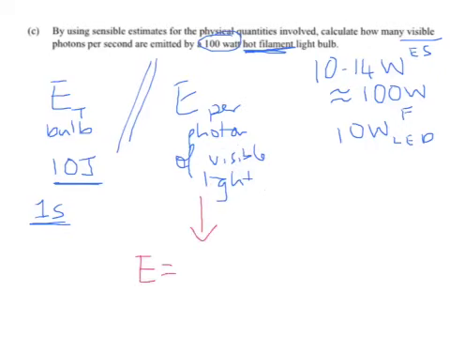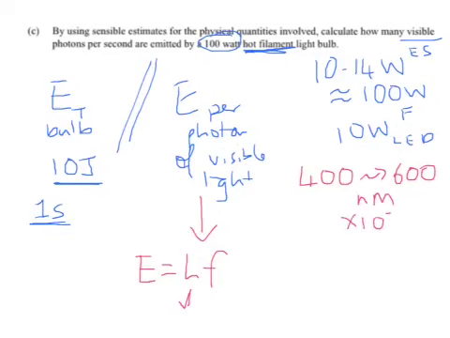Well, we can use E equals hf, where h is Planck's constant, which we know. The frequency of the visible light we're going to have to estimate. So visible light, if you're talking about the electromagnetic spectrum, is roughly in the range 400 to 600 nanometers. That's times 10 to the minus 9 meters. So halfway in between there's 500, which seems a good estimate for the wavelength.